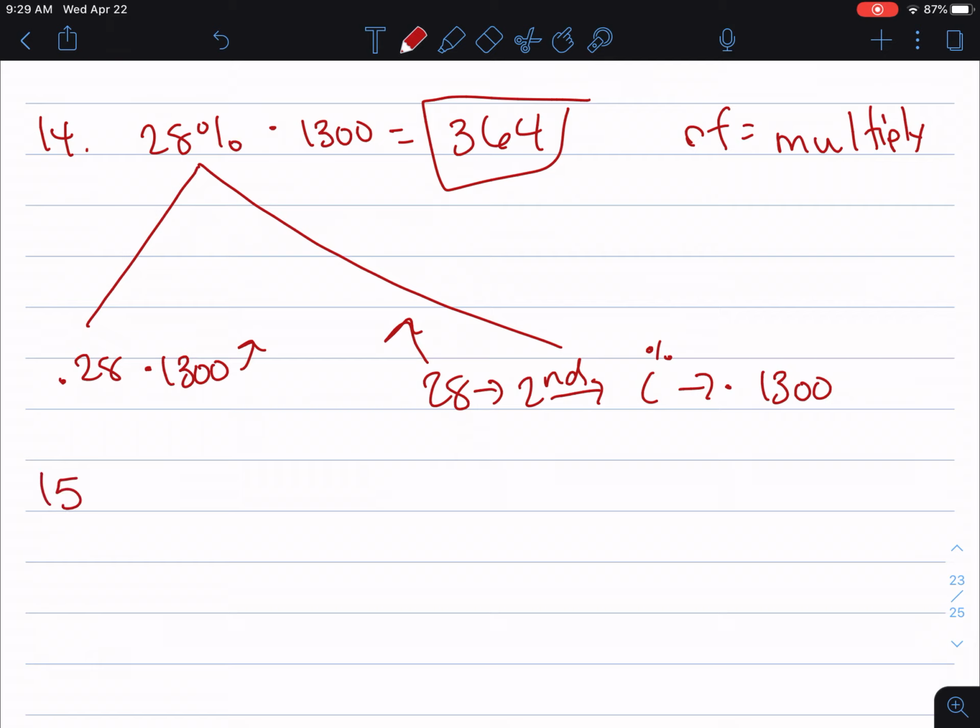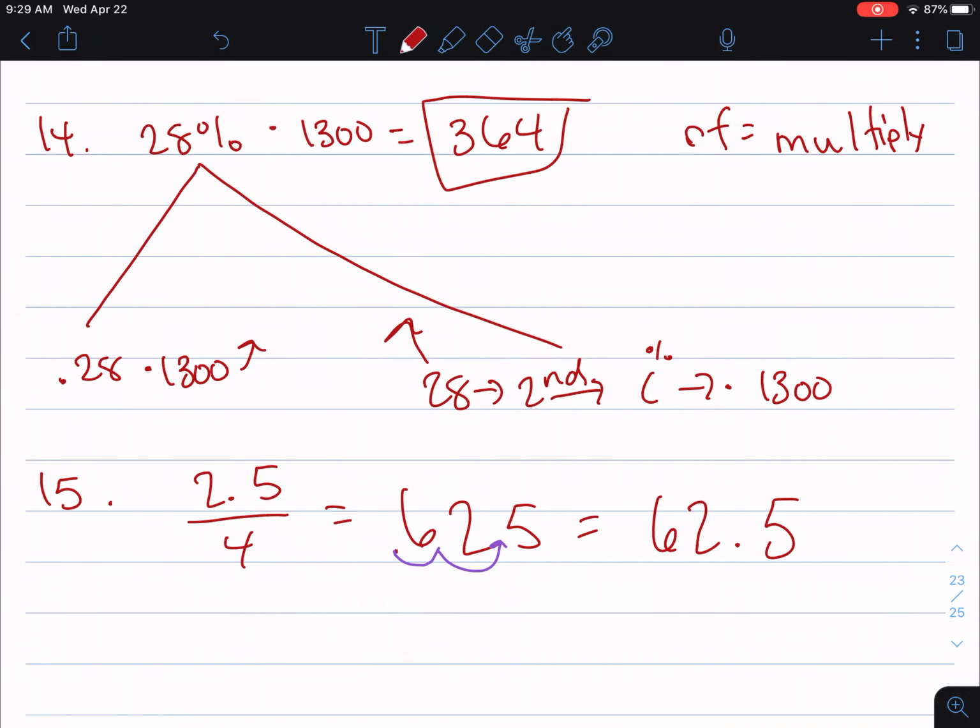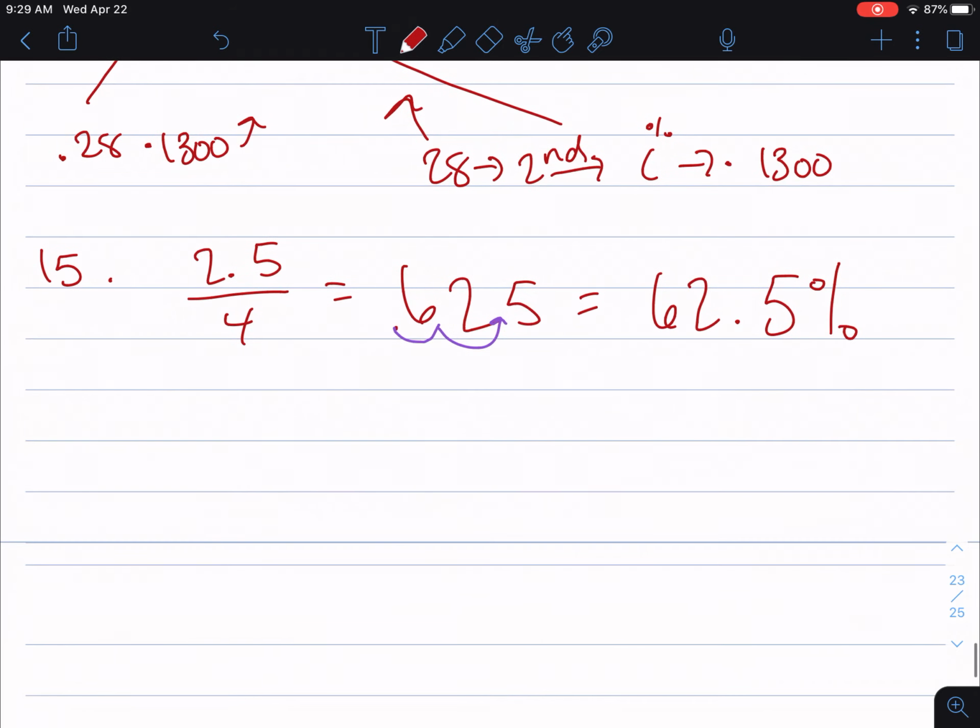Okie dokie. 15 says what percent is 2.5 out of 4? So we have 2.5 over 4. So plug in 2.5 divided by 4, and you're going to get 0.625. Once again, moving this decimal place over 2 times, just 2 times. So we're going to get 62.5%.